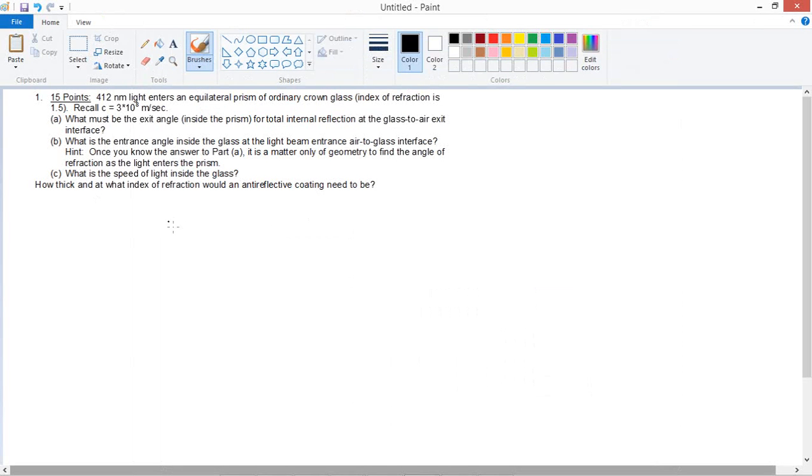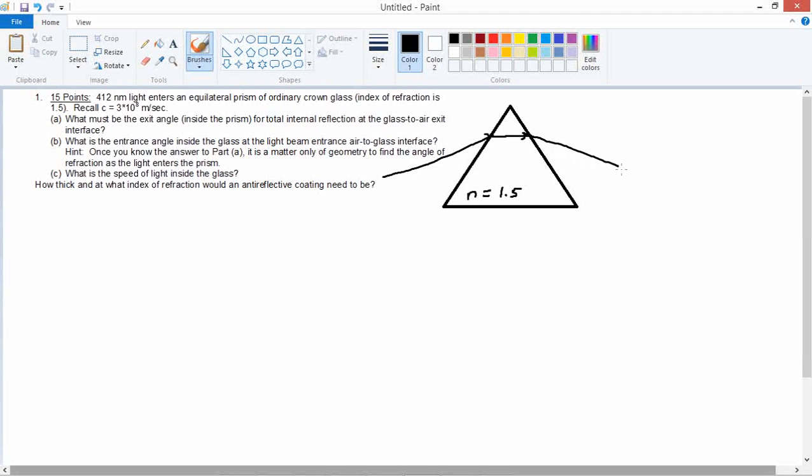Okay, ladies and gentlemen, this problem has to do with an equilateral prism, and we have a nice icon for an equilateral prism right there. The index of refraction of this prism is 1.5, and you'll recall that's the speed of light divided by the velocity of the wave inside a prism. We're going to go like so. The wave hits one interface, it's going to go to the next interface, and then it's going to exit. There we go.